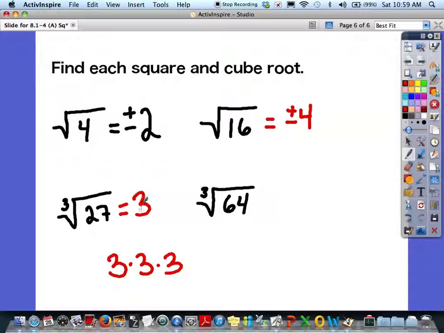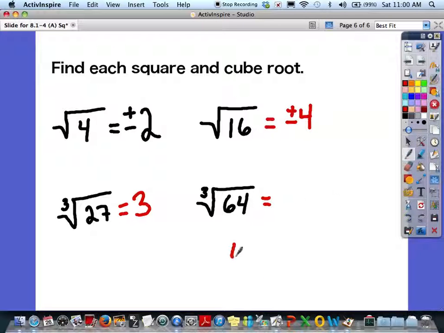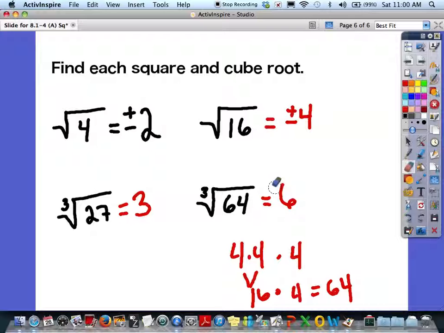But notice we can't say plus or minus 3 because a negative 3 times a negative 3 times a negative 3 does not equal 27. It equals negative 27. And that's not what we're asking for over here. So similarly with this one, we would guess and check. I'm going to guess 4. 4 times 4 is 16. So these two fours make 16. Times that by 4, and we get 64. So our answer here must be 4, because 4 times 4 times 4 is 64.